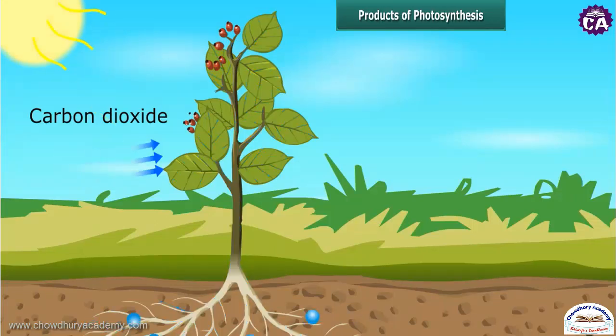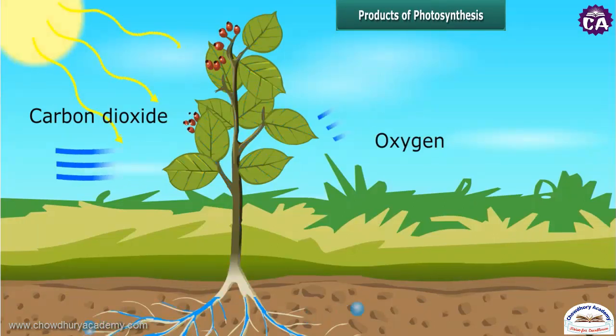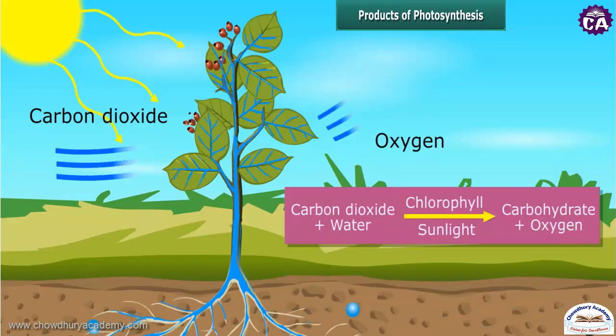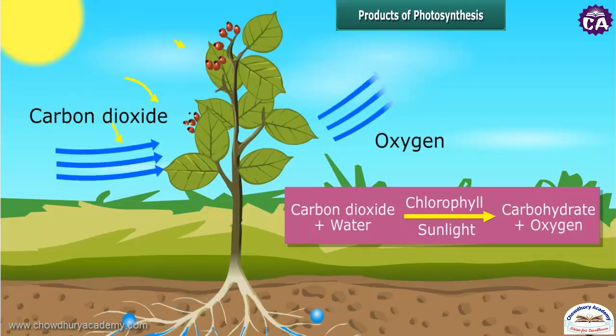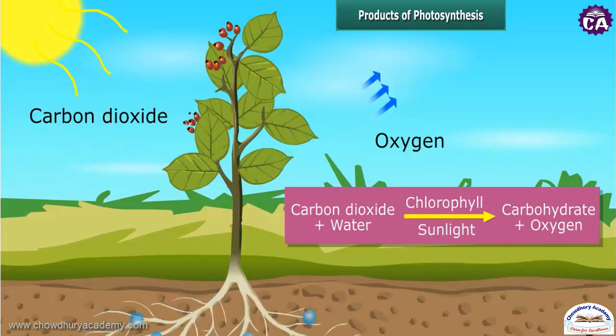Starch is also an example of carbohydrate. In this process, oxygen is also released. Therefore, the process of photosynthesis can be represented as carbon dioxide plus water, in the presence of chlorophyll and sunlight, gives carbohydrate plus oxygen. In the presence of sunlight, carbon dioxide and water give carbohydrate, and oxygen is released in this process.